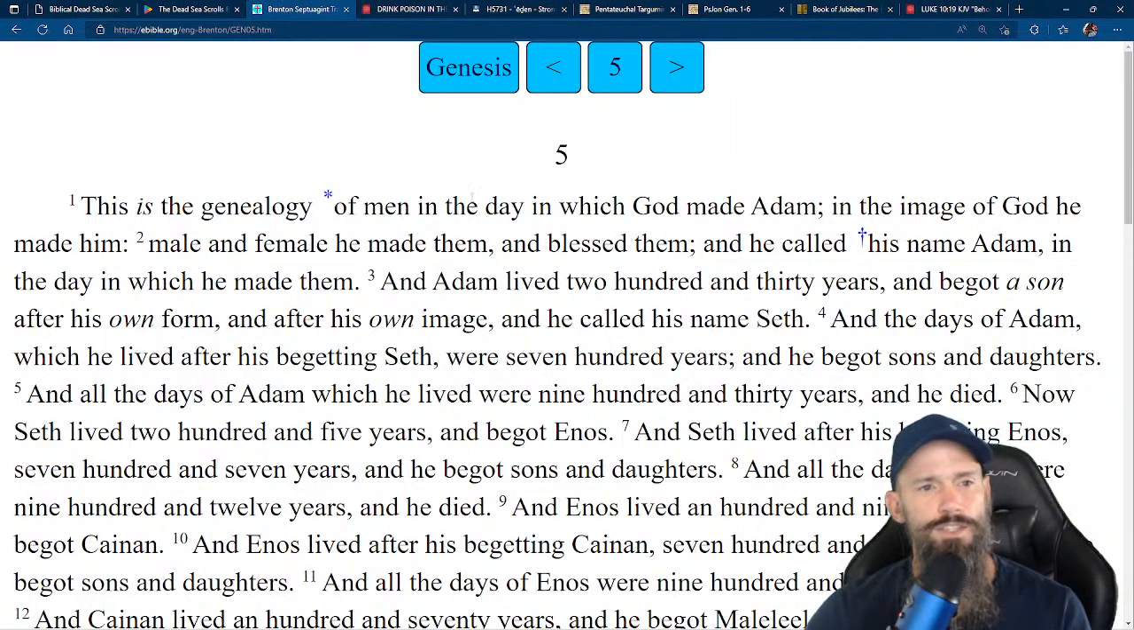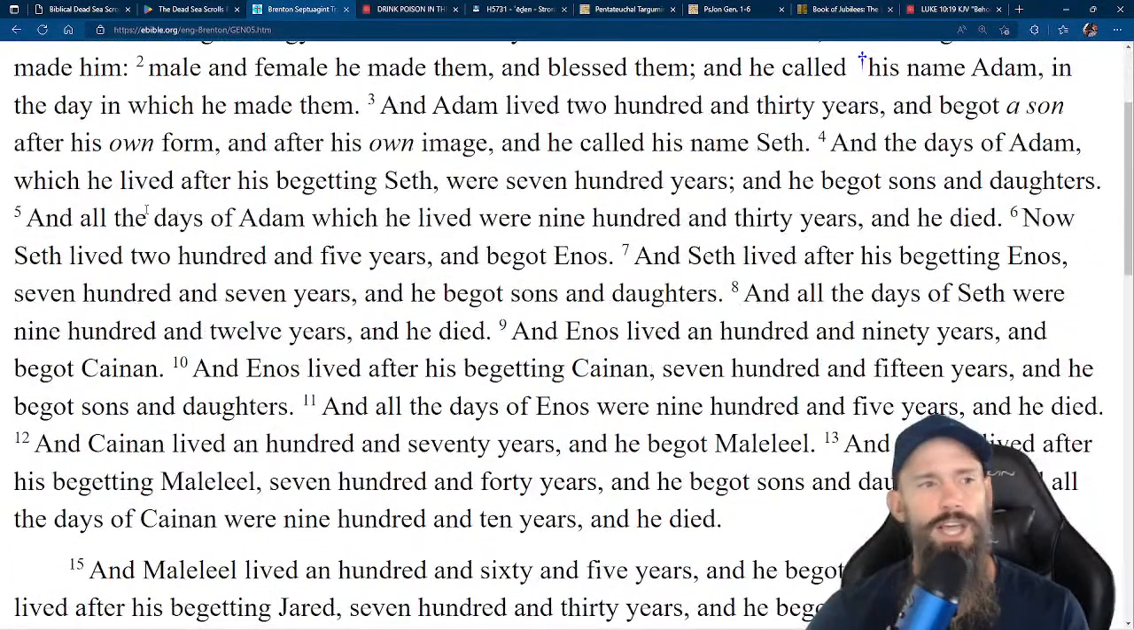So Genesis 5, this is the genealogy of the man in the day in which Yahuwah made Adam. In the image of Yahuwah he made him, male and female, he made them and blessed them, and he called his name Adam in the day in which he made them. And Adam lived 230 years and begot a son after his own form and after his own image, and he called his name Seth. In the days of Adam which he lived after begetting Seth were 700 years, and he begat sons and daughters, and all the days of Adam which he lived were 930 years, and he died.